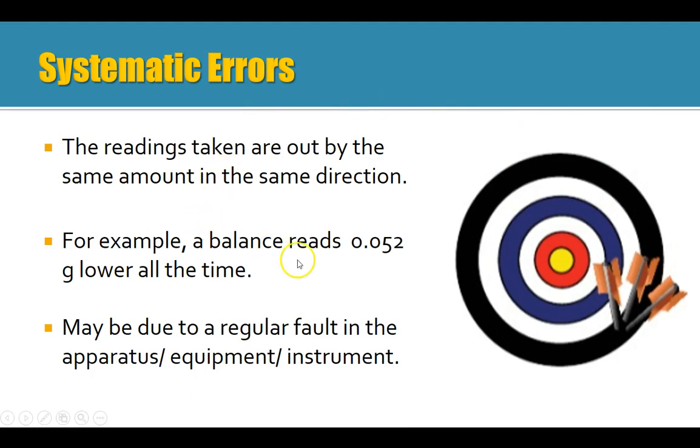So if we have a look at an example of a systematic error, we might see that for a balance or a scale, for example, all the readings might be 0.05 of a gram lower for all results. So it's systematic. All of the results are affected by this error, unlike random errors, where only some of the results are affected.